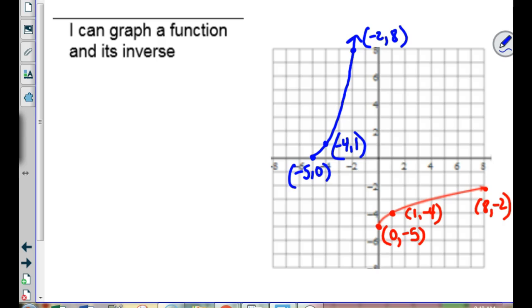Okay. What's it supposed to have done? Reflected across the line y equals x through here. Does that look pretty good? Okay. Any questions about that? Plot those carefully, make sure it looks right.